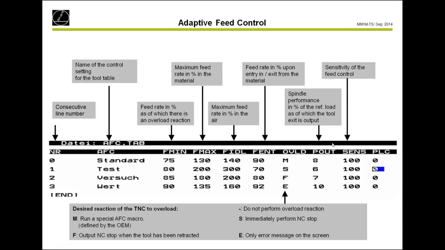And the sensibility, there we always start at first with 100%. You can make it over 100%, then it's more aggressive. You can make it under 100%, then it's more relaxed, the sensitivity of feed control. With more experience with AFC, you can work more with this sensitivity. Normally we always start with 100%, and then we try our machining processes.